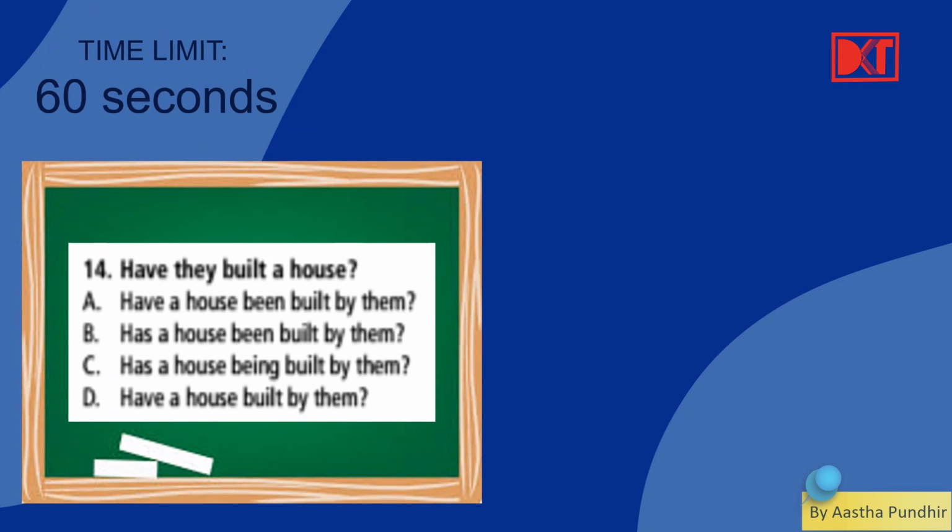Okay, now next, have they built a house? Here you see they built a house. Now they is the subject, built is the verb, and a house is the object. Now built is already V3 form, past participle. So let's change. Has a house been built by whom? By them. Okay. So the correct answer is B. Has a house been built by them? Alright, we change the subject to the object and the object to the subject.